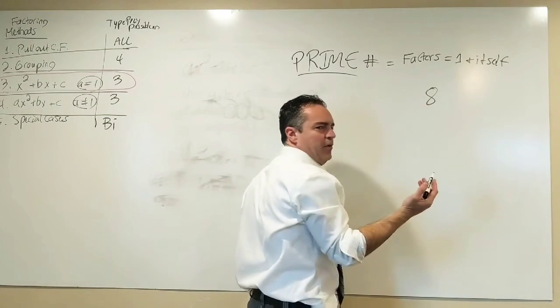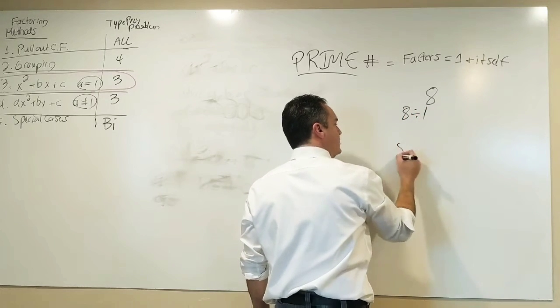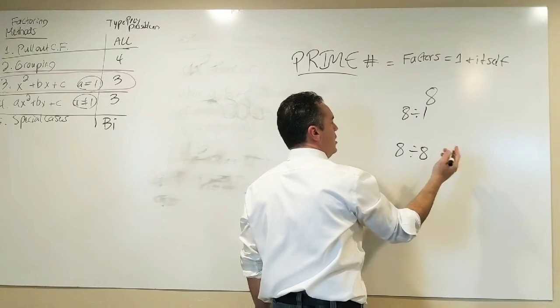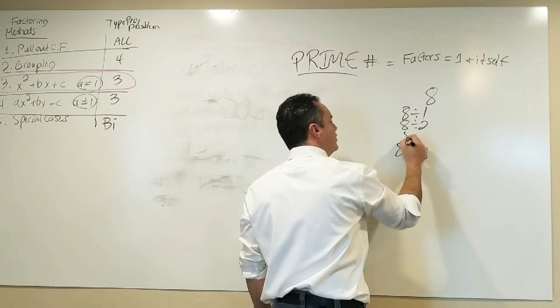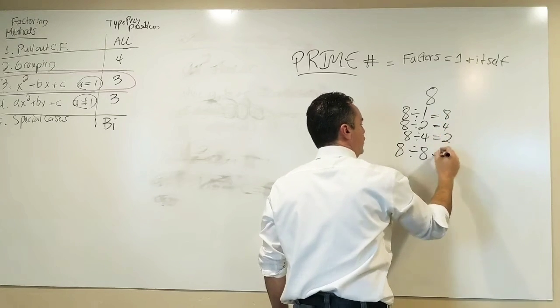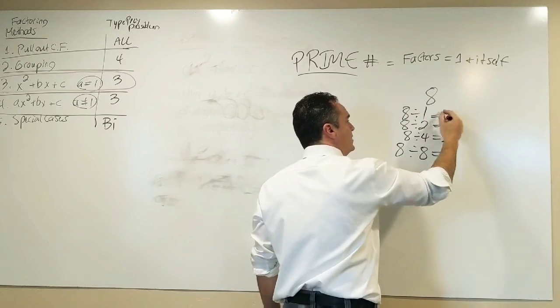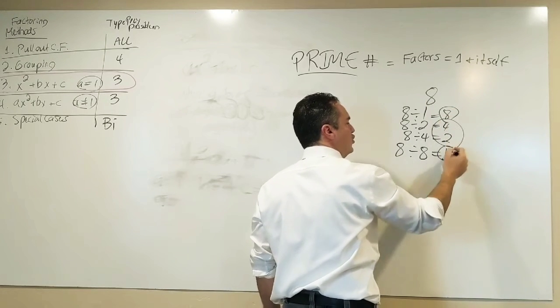Is 8 a prime number? No, because it's divisible by other things. It's divisible by 1, and it's divisible by itself, because all numbers are, but it's also divisible by 2, and it's also divisible by 4, right? This is 8, this is 4, this is 2, this is 1. Those are factors of 8. 8 and 1 are factors, but so are 2 and 4.